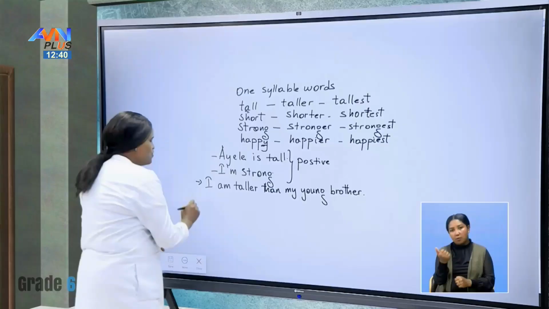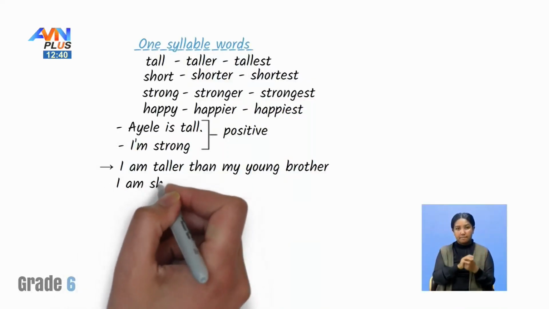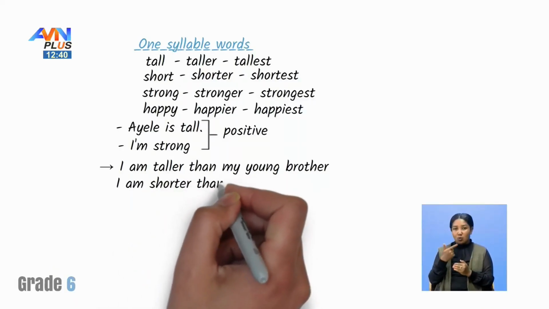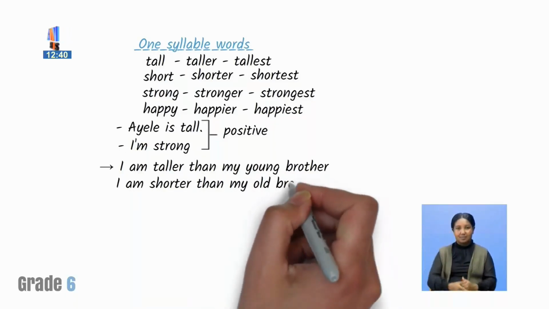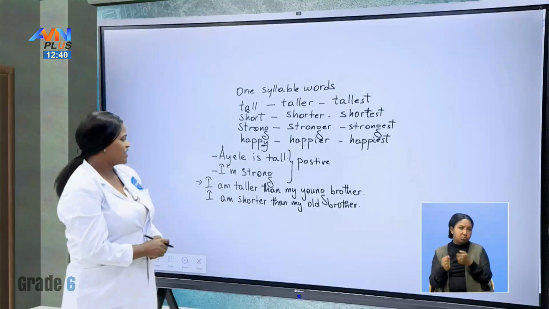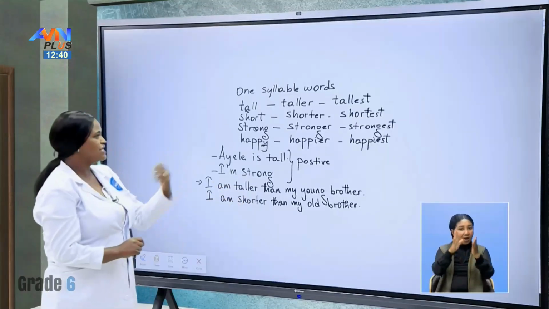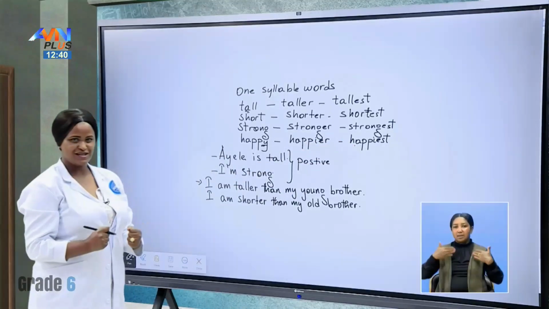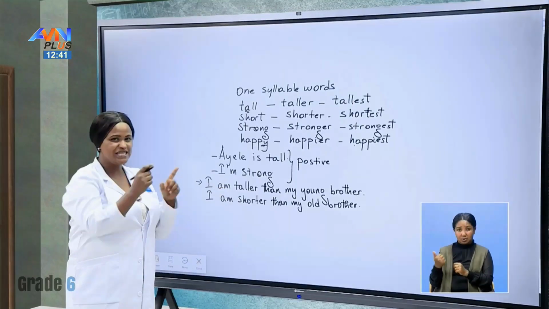Or you can say what? I am, to the opposite, I am shorter than my old brother. Yes? But sometimes it can be vice versa, yeah? All right. This is how we compare two things, which is called what? Comparative degree. And the other one is superlative. Let's use these words, happiest and strongest. Now look, actually it's better to use these words, right? In order to identify the difference.